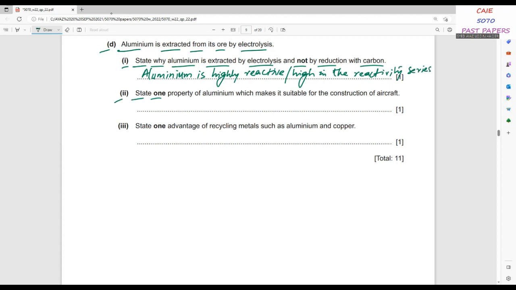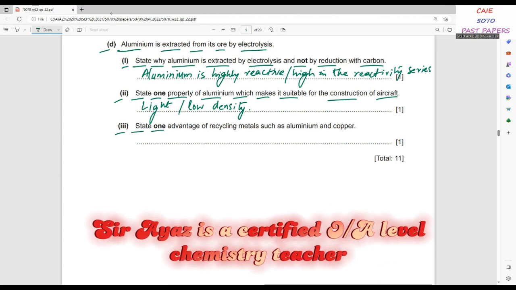Number 2, state one property of aluminium which makes it suitable for the construction of aircraft. It's light or low density. Number 3, state one advantage of recycling metals such as aluminum and copper. We conserve these ores. Conserve or save ores.